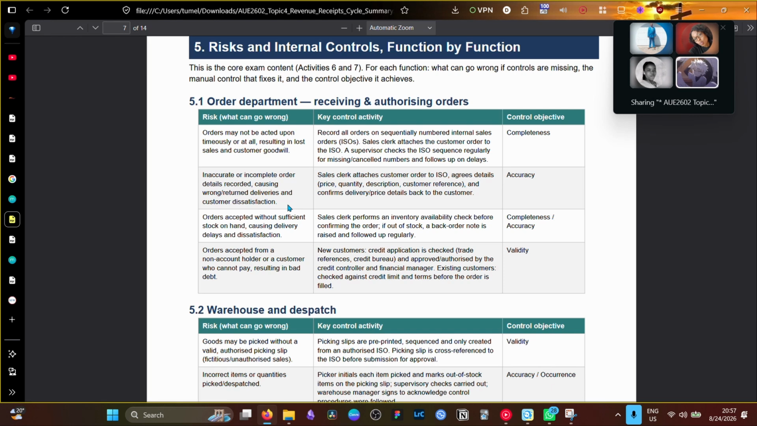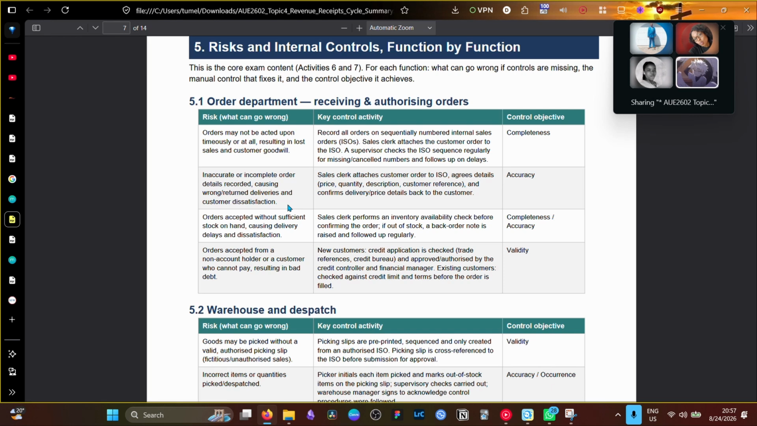Yeah, that's what we've had so far. Now, what is that control objective? Completeness and accuracy. So you see, there can be more than one control objective here. Now, looking at the last risk, we'll definitely end here today: orders accepted from a non-account holder or a customer who cannot pay, resulting in bad debts.